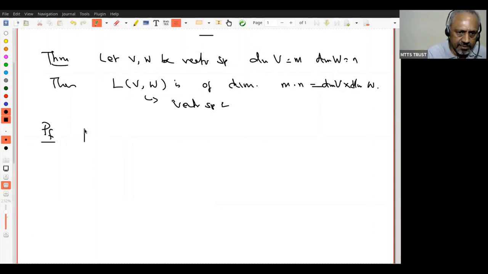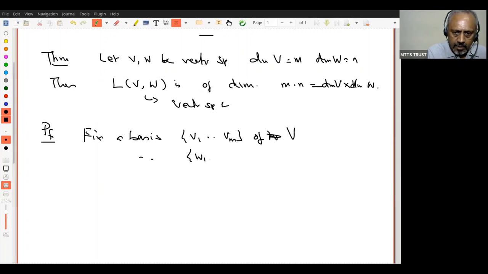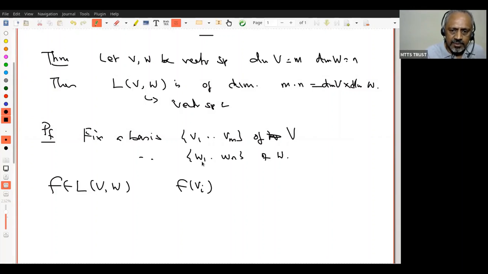So fix a basis v1, v2, ..., vm of V and a basis w1 to wn of W. Then what do you want? You had already seen any linear map is determined by its action on the basis of the domain. So we are going to pick up the basic things. Let us suppose f is in L(V, W). I want to know what f of vi is. Now it has to be a linear combination of w1 to wn, if it's a linear map. So let us assume this is only wj, and f of vr is 0 if r is not equal to i. That's it. You understand that?